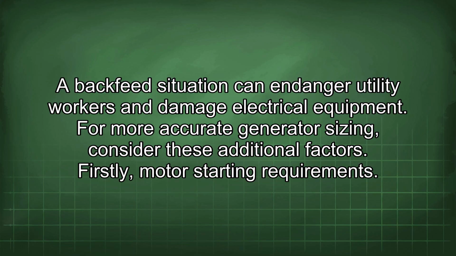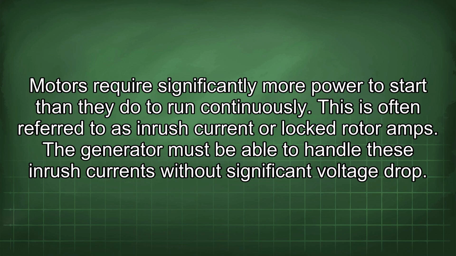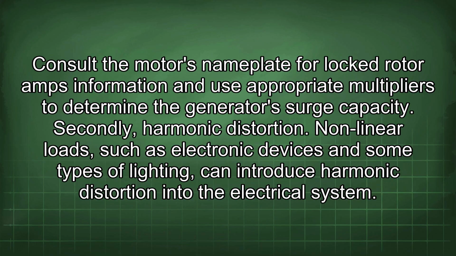Firstly, motor starting requirements. Motors require significantly more power to start than they do to run continuously. This is often referred to as inrush current or locked rotor amps. The generator must be able to handle these inrush currents without significant voltage drop. Consult the motor's nameplate for locked rotor amps information and use appropriate multipliers to determine the generator's surge capacity.